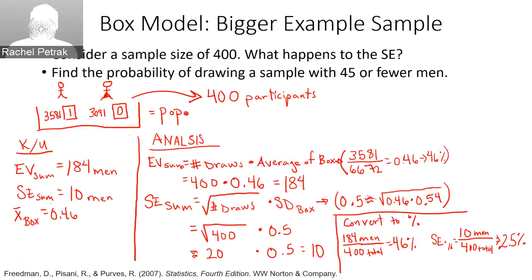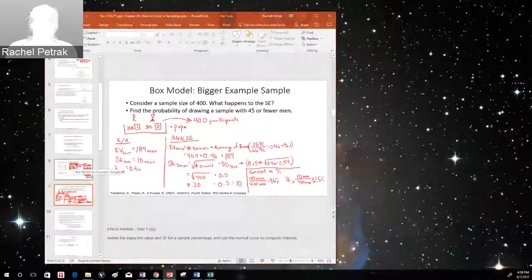Finally, let's look at one further example here. We can apply the normal curve to this model and find the probability of drawing a sample with 45 or fewer men. How can we do that? Well, first thing we're going to need is a little bit more space on our page. So let me do that for us.